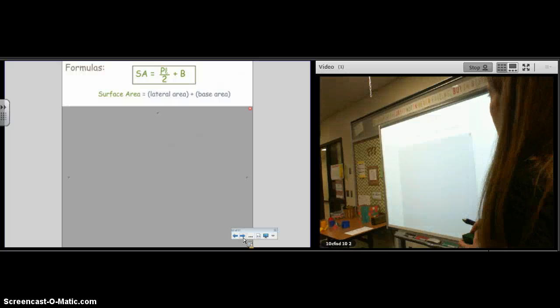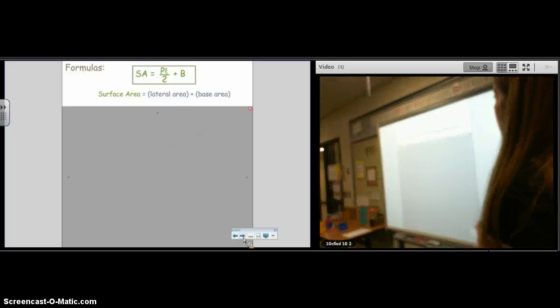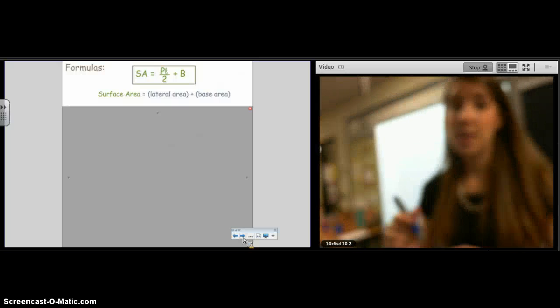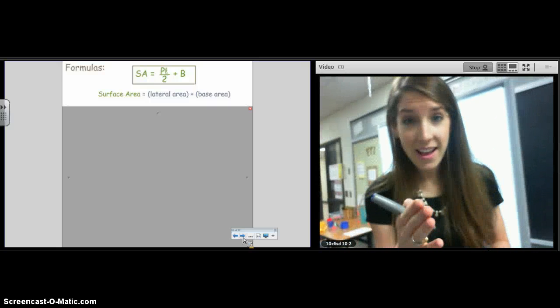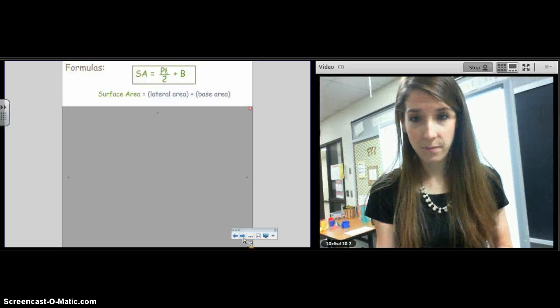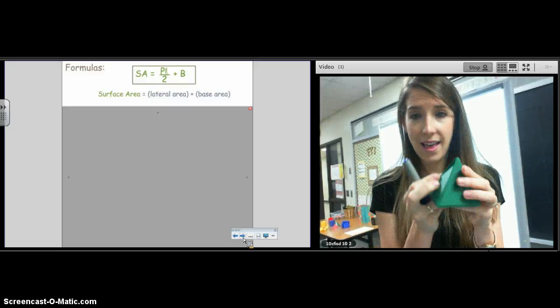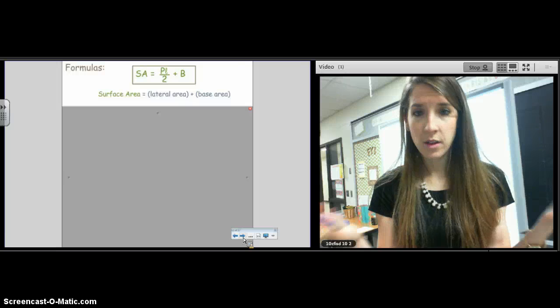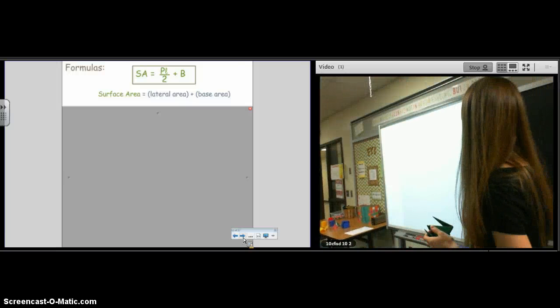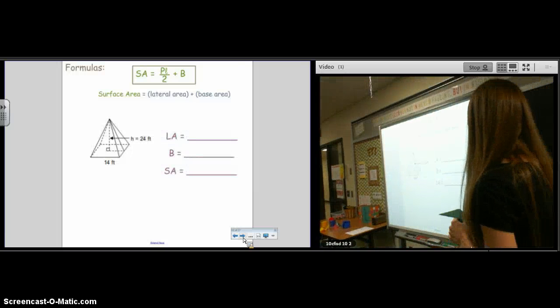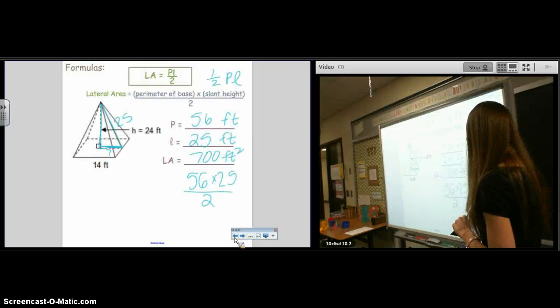So next one, total surface area. Now, for a prism, it was take the LA and then add 2B. But a pyramid only has one base. So take the LA and just add a base. So take the lateral area and add the base area. So we already know the LA, it was 700.